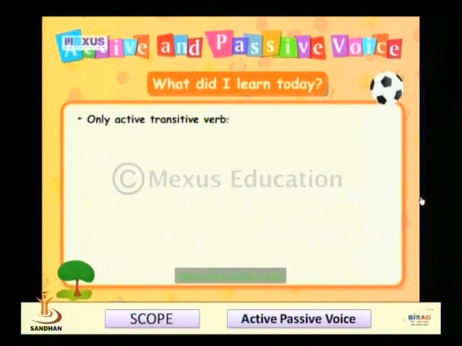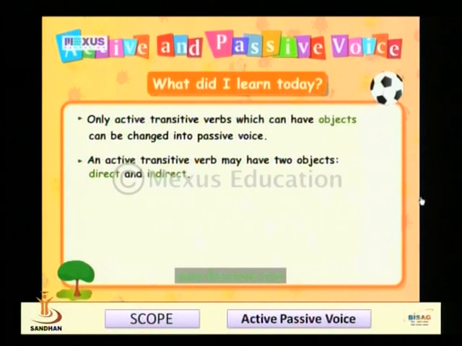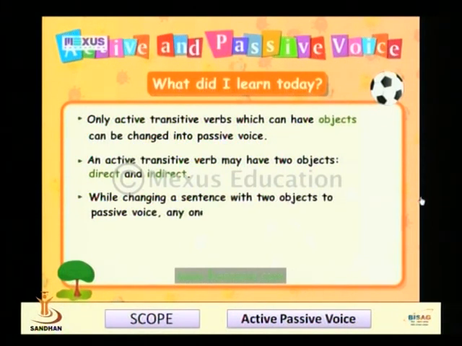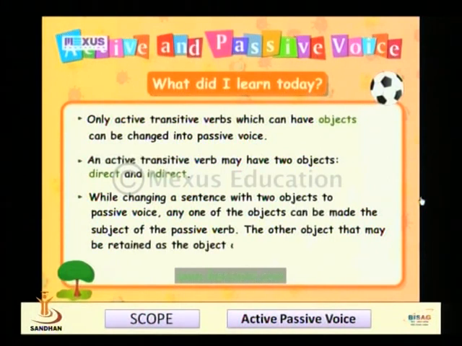Only active transitive verbs which can have objects can be changed into passive voice. An active transitive verb may have two objects, direct and indirect. While changing a sentence with two objects to passive voice, any one of the objects can be made the subject of the passive verb. The other object that may be retained as the object of the passive verb is known as the retained object.